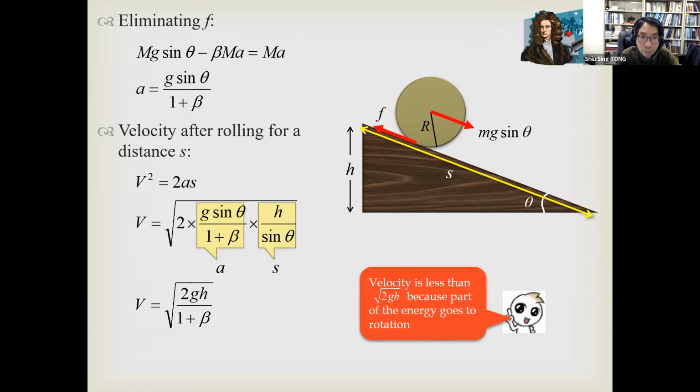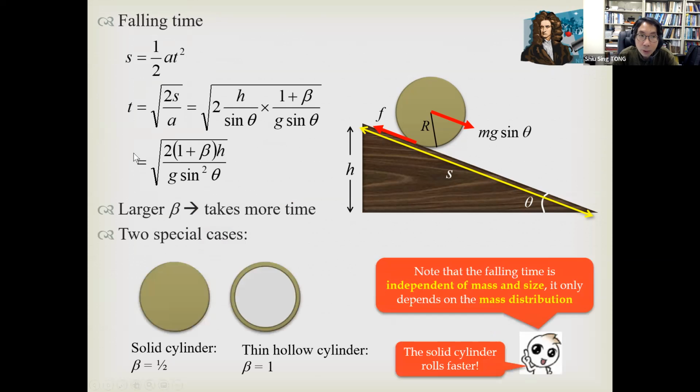And also you can find the falling time, again with the equation of uniform accelerated motion, s equal to half a t squared. So you solve for t as the square root of 2s over a. The s is now given by h over sine theta, and a is given by g sine theta over 1 plus beta. And that means t is given by this.